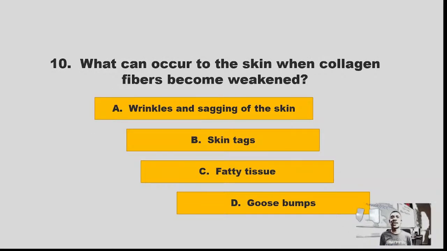Here's our next question. What can occur to the skin when collagen fibers become weakened? Is it wrinkles and sagging of the skin? Is it skin tags? Is it fatty tissue? Or, last, is it goosebumps? I'll give you a few seconds to think about your answer. Now, if you chose A, wrinkles and sagging of the skin, then you are correct.